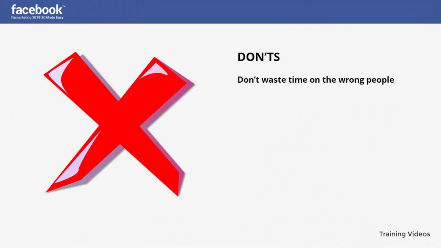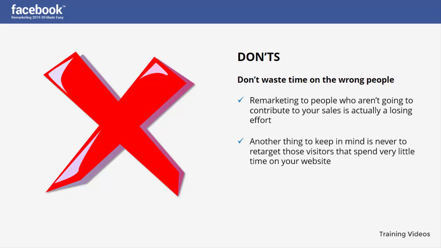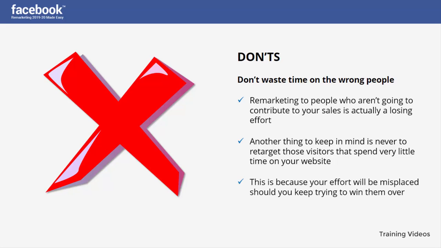Don't waste time on the wrong people. Remarketing to people who aren't going to contribute to your sales is actually a losing effort. No matter how hard you try, they won't opt for your products or services. Another thing to keep in mind is never to retarget those visitors that spend very little time on your website. This is because your effort will be misplaced should you keep trying to win them over. Rather, invest your effort and time in getting more visitors who are actually interested in what you offer and willing to become a paying customer.